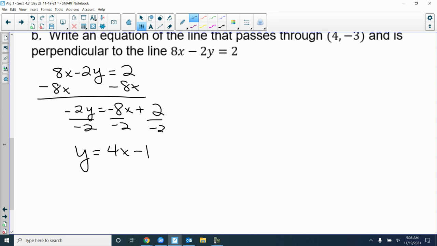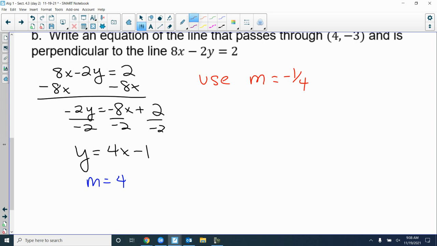It says I want a perpendicular line. What slope do I actually use? The slope of this line is 4, but what slope do I actually use? Okay, Ryan? -1/4. Good, -1/4. After that, you don't need this line anymore. This is like garbage. You just use it to get the slope.